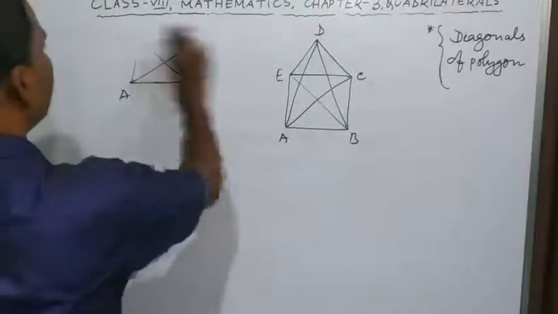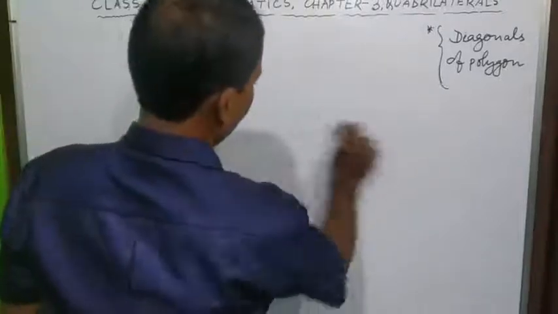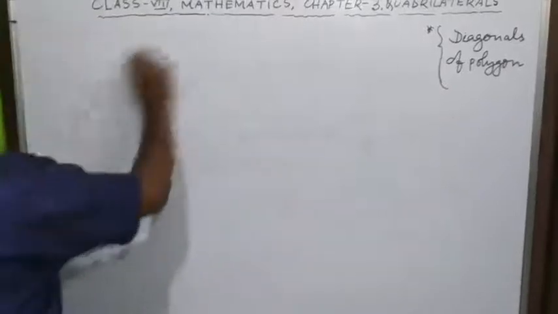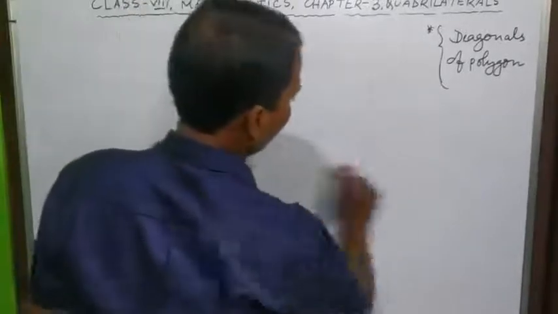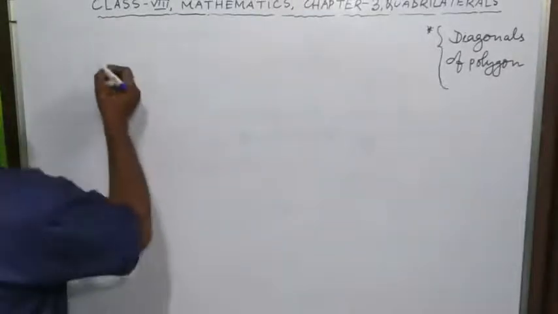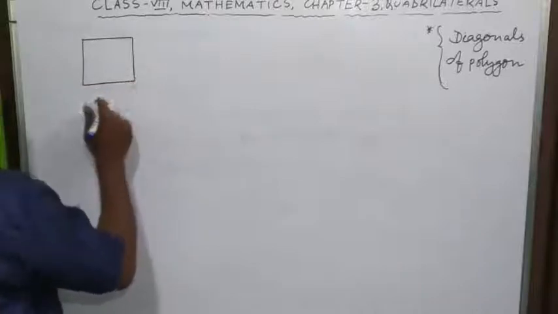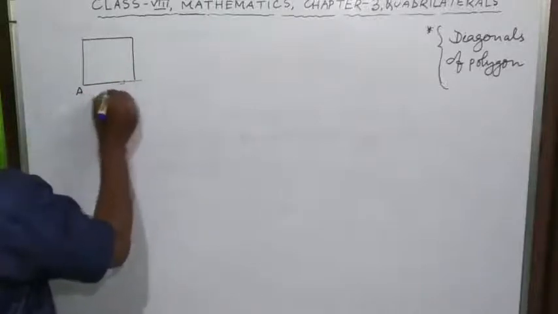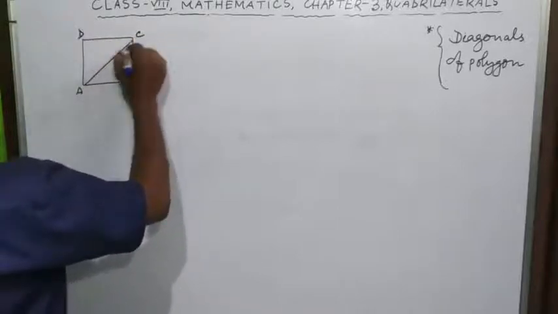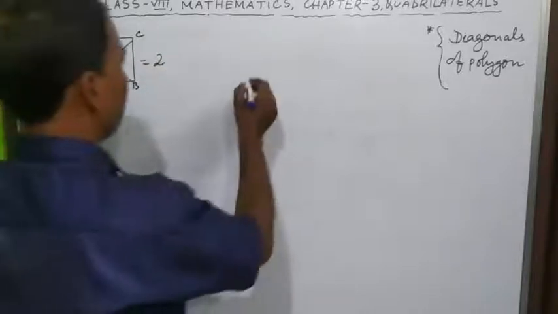Now, the next topic is how to find the number of diagonals of a polygon. In your textbook, you will find such questions: find the number of diagonals of the polygon given below. So, suppose let us consider a polygon with four sides: A, B, C, D. This is one diagonal, this is another diagonal. Therefore, it has two diagonals.